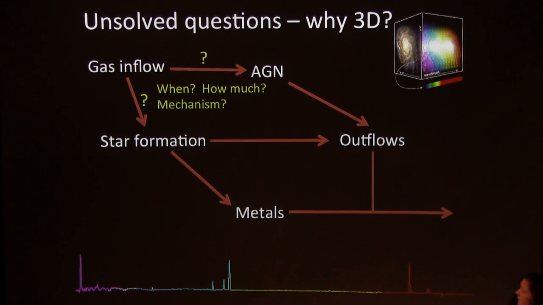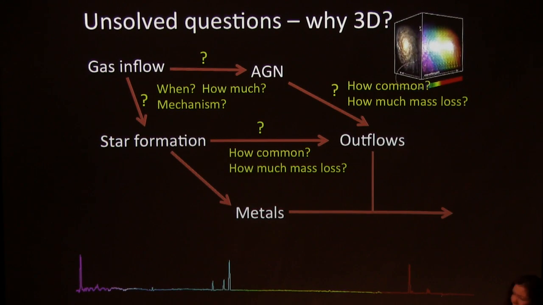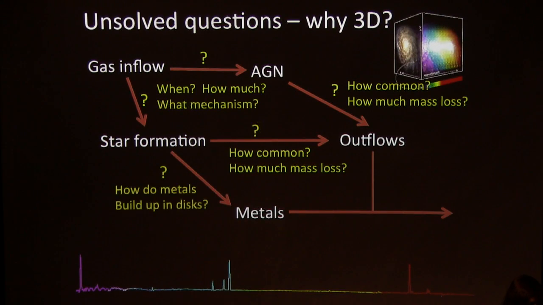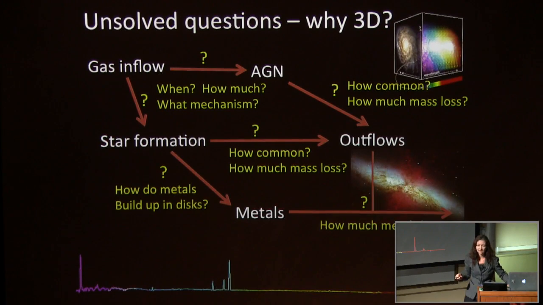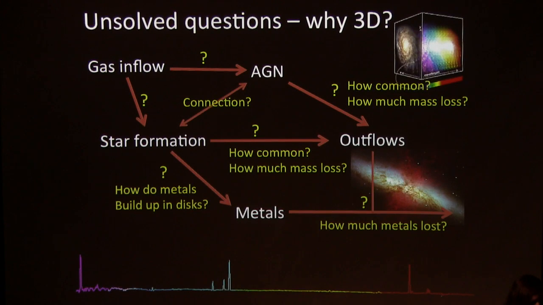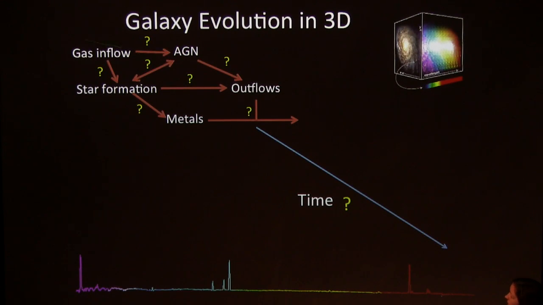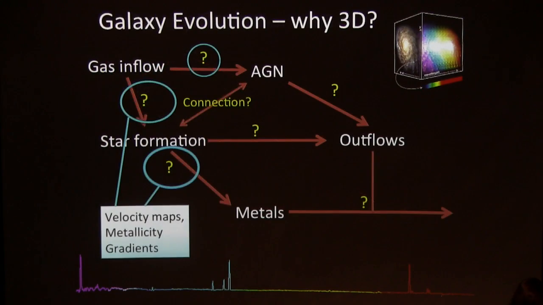And so there's all sorts of unsolved questions here. We really don't understand the detailed physics. And so we don't know when and how much gas is inflowing by what physical mechanism. We don't understand how common AGN outflows are or star formation driven outflows are and how much mass is lost. We don't understand fully how the metals build up in disks and then how much metals are actually lost during the outflows. We also don't understand whether there's a connection between star formation and AGN. We also would like to see whether this changes with time. So it's a complicated problem, and we can use simulations, but they don't actually tell us what's happening in galaxies, so I'm doing this observationally.